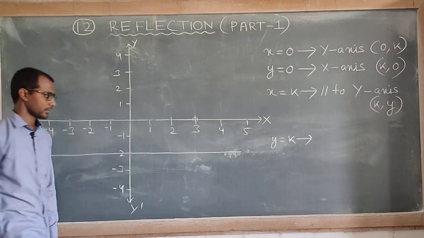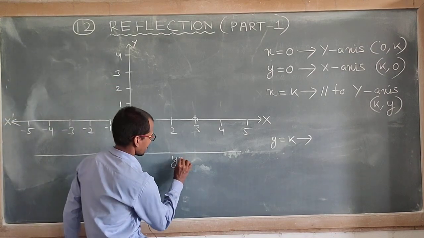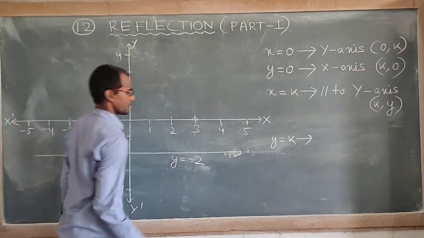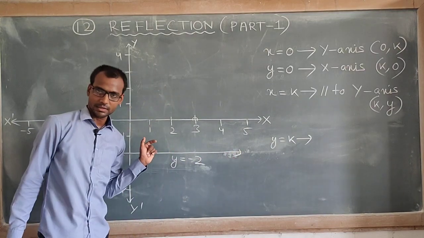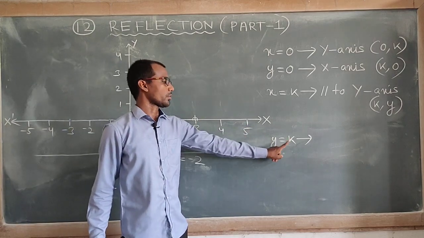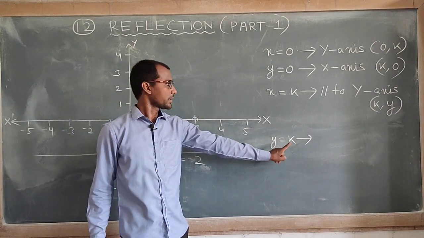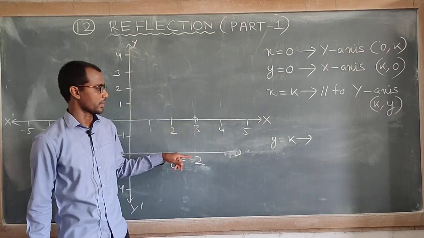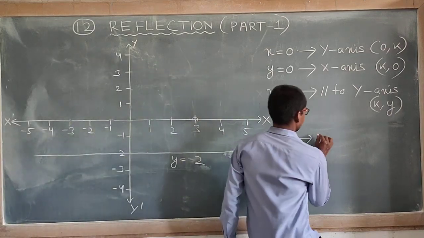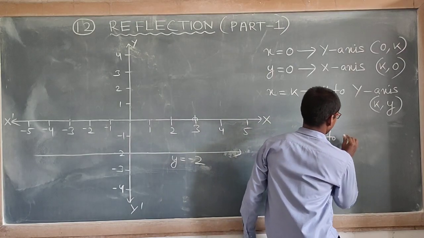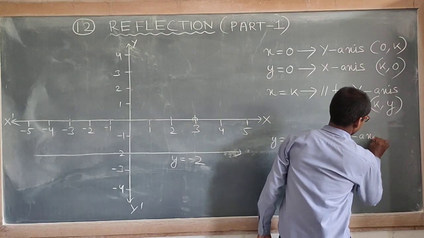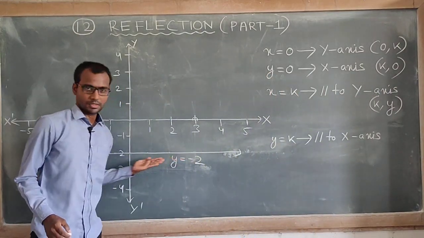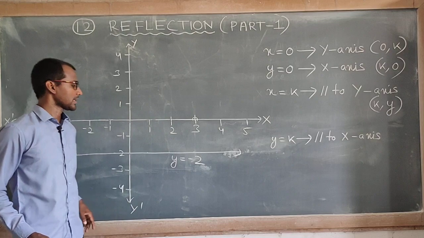Its equation is y is equal to minus 2. This is the line. So this line is parallel to the x-axis. So if y is equal to constant, then it represents a line which is parallel to the x-axis, a horizontal line. Parallel to the x-axis.